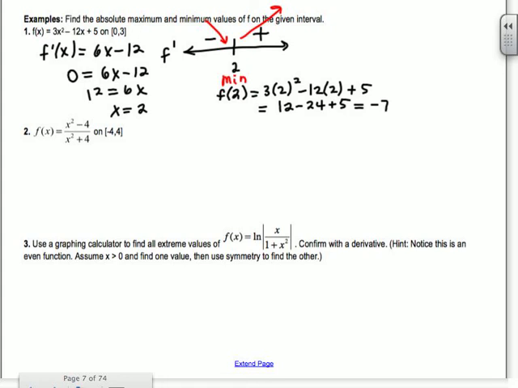You also need to check endpoints. So I need to find f of 0 and f of 3. Okay, f of 0 is really easy. F of 0 is just 5. F of 3 is not so easy. So 3 times 3 squared minus 12 times 3 plus 5. You end up with negative 4.